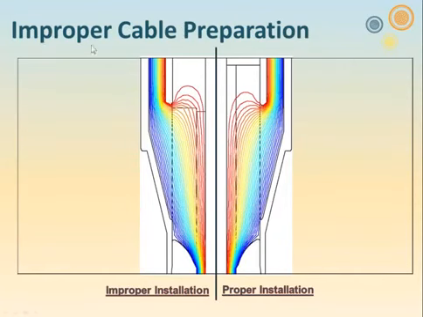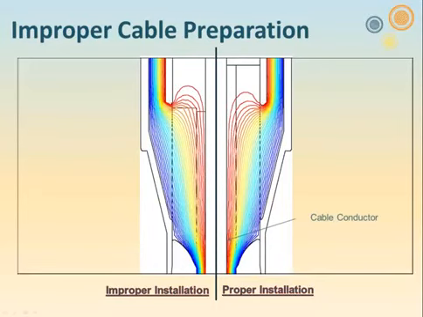This is an improper cable preparation. On the right side, we have proper installation. This is exactly the stress plot we just looked at. And again, since both plots are actually symmetric, it almost looks like a complete part here. But the left side is where we're going to look at the difference. So let's look at the elements that we just identified.